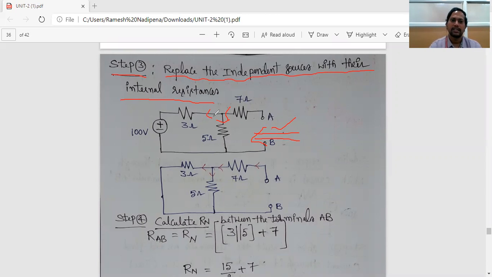And before that, the condition here is to replace the independent sources with their internal resistance. That means this voltage source must be replaced by its internal resistance, that is a short circuit here. If any voltage source is there, it should be short circuited.